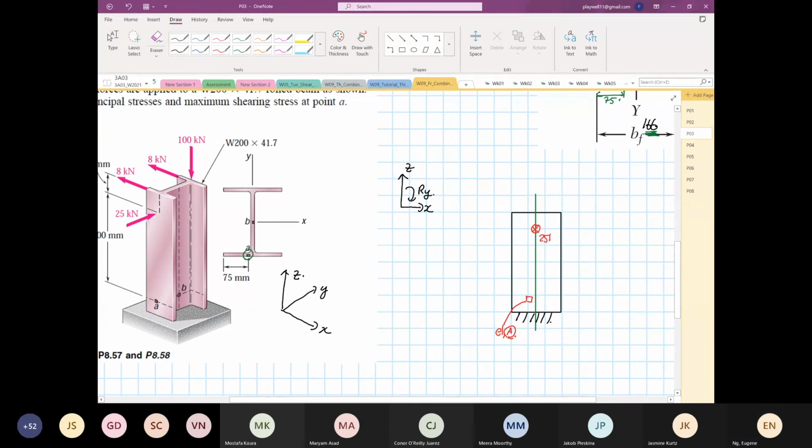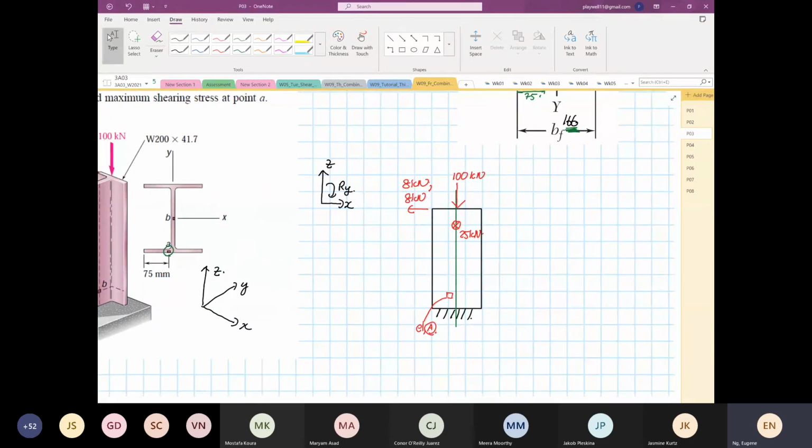Okay, so we have a 25 kilonewton here. Then we have 8 kilonewton, twice. Remember what I told you? Have twice. And then we have our 100 kilonewton from the vertical, right? 100 kilonewton. As the rule applies, we only analyze the real arrow, cross and dots. We ignore it. Right.